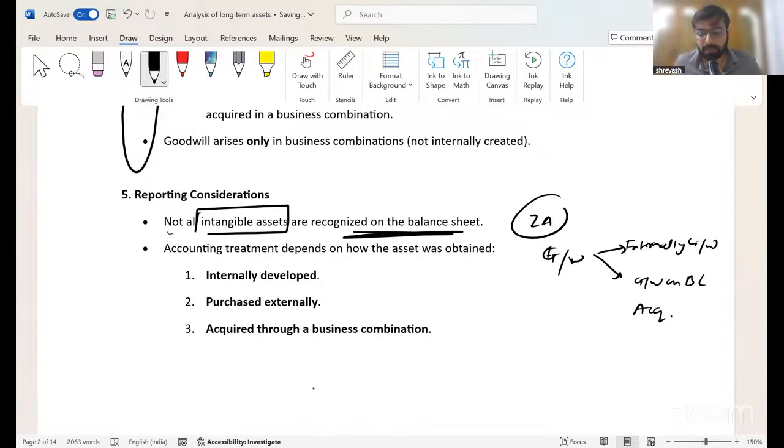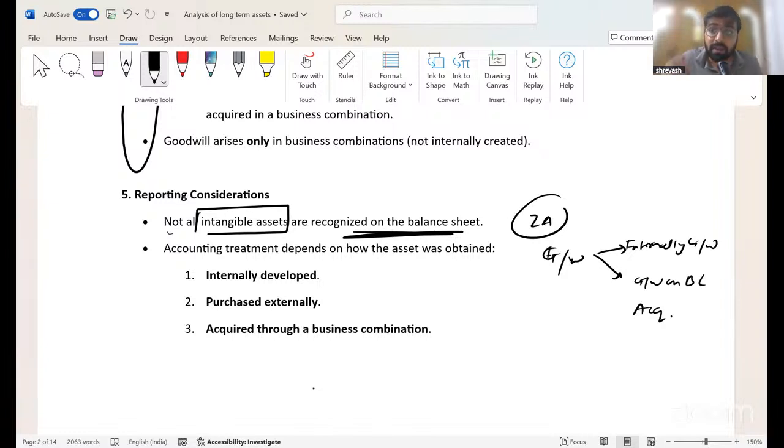Meaning, I am Tata Motors. I have been working for a very long time and I've built a stellar reputation that my cars are very sturdy. The quality is very superior. And that is the goodwill that I have in the market as Tata Motors. Can I recognize that goodwill? No, I can't, because it is internally generated goodwill. It is the goodwill of Tata Motors, and Tata Motors can't recognize that on its balance sheet.